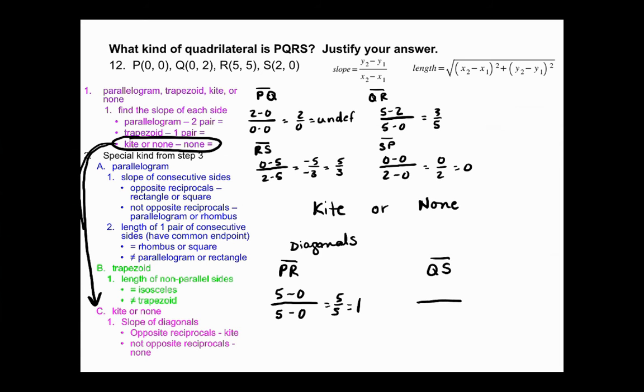And for QS, it's y2 minus y1 over x2 minus x1. So this is negative 2 over positive 2 to get a negative 1 over 1, or negative 1. And when we look, these are opposites, and negative 1 and positive 1 are reciprocals. So we have opposites and reciprocals. So this is the kite.